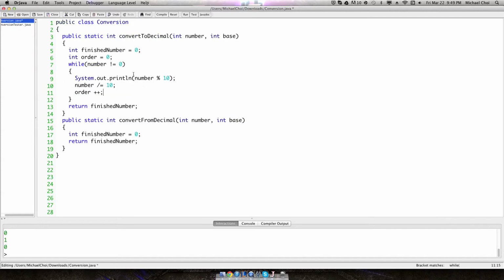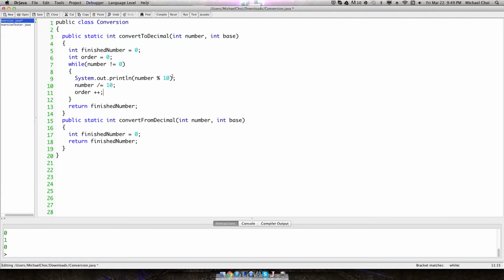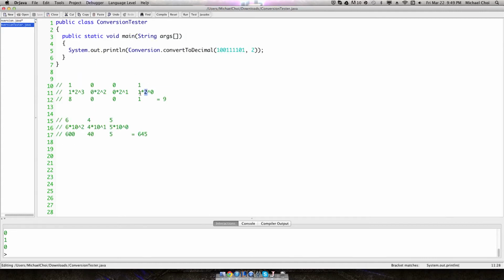And notice that each of these numbers is represented by multiplying it by the base to the order. So it's going to be this. And then remember, we figured out that this entire thing is equal to the digits, the single units digits.